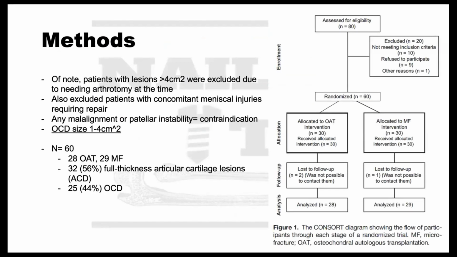They included patients that had a lesion less than 4 centimeters squared. And they also excluded patients that had concomitant meniscal injuries that required some form of repair. Any bony malalignment or patellar instability is a contraindication to this procedure, just like Ehab mentioned earlier. So they included OCD lesions with size 1 to 4 centimeters squared. They had 60 total patients, 29 underwent microfracture, 28 underwent an OATS procedure. 56% of those had full thickness articular cartilage lesions, and 25 actually had an osteochondral lesion.